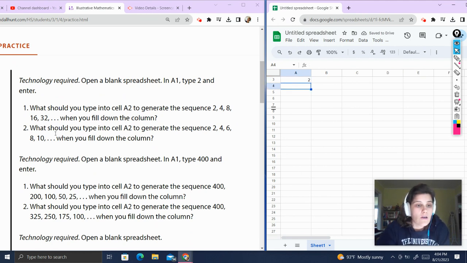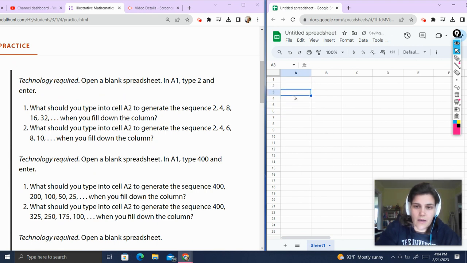I just did that. What should you type into cell A2 to generate the sequence 2, 4, 8, 16, 32? Well, looking at the sequence, I see that each step is multiplied by 2. 2 times 2 is 4, 4 times 2 is 8. So in this cell, I'm going to put equals, the cell above it. Ooh, I typed it into A3. So let's go ahead and fix what we did. It's okay, we all make mistakes sometimes.